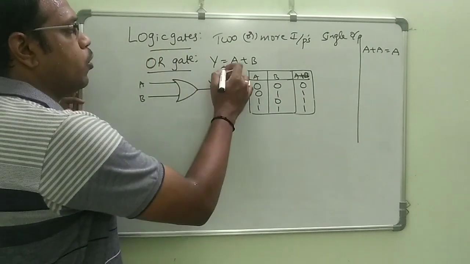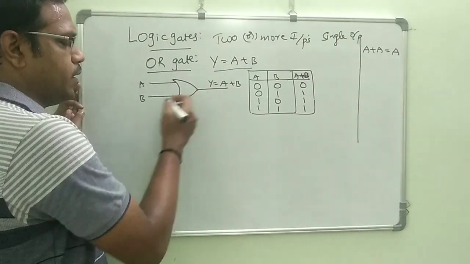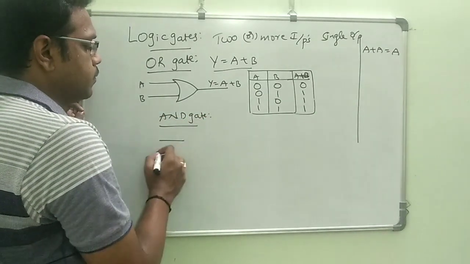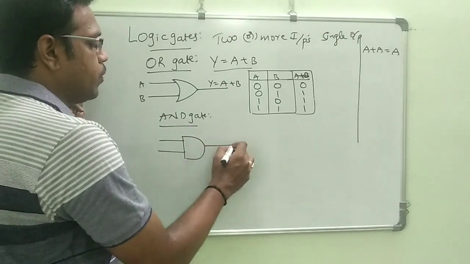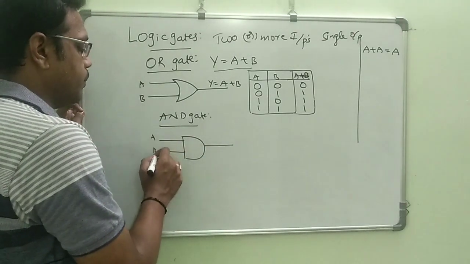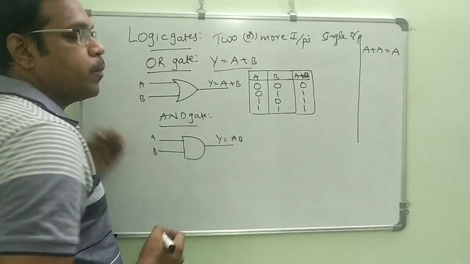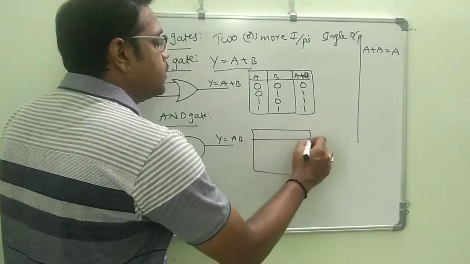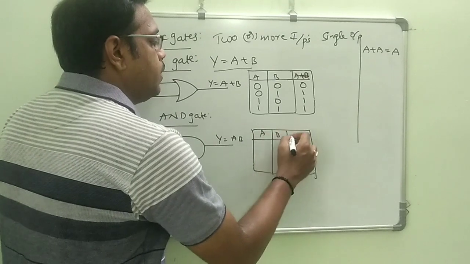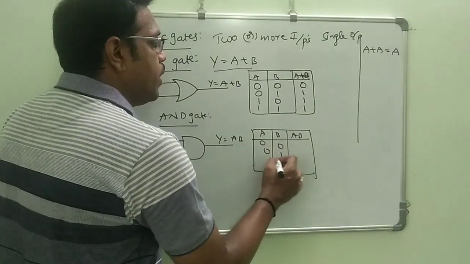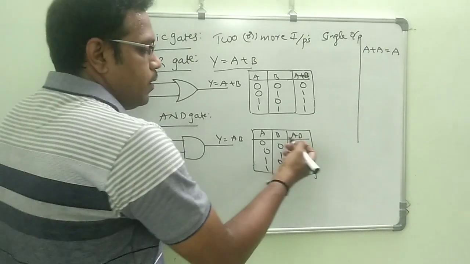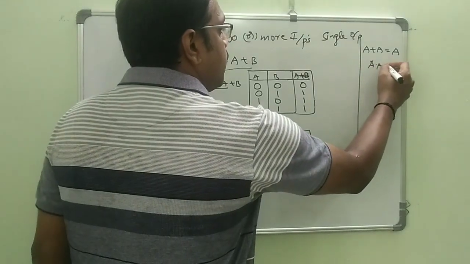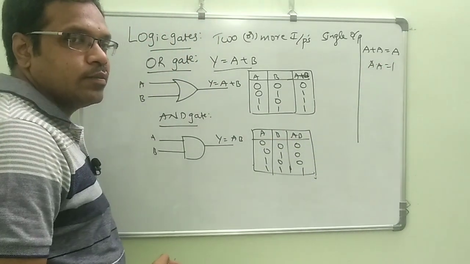This is called the operation of the OR gate. The symbol is like this. Next one is the AND gate. The AND gate is in the shape of a D. With inputs A and B, it does the operation of product. The truth table for this is A, B, A dot B: 0 0 0, 0 1 0, 1 0 0, 1 1 1. If you do multiplication, all the zeros will come and you will get 1 dot 1. That is, A dot A is A.